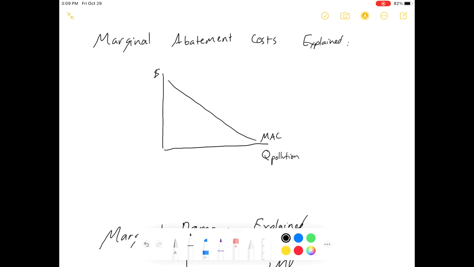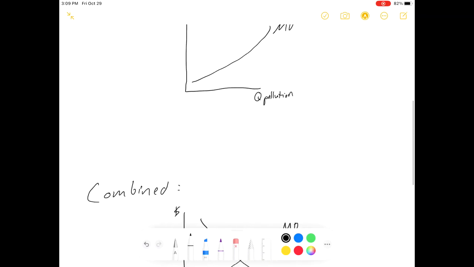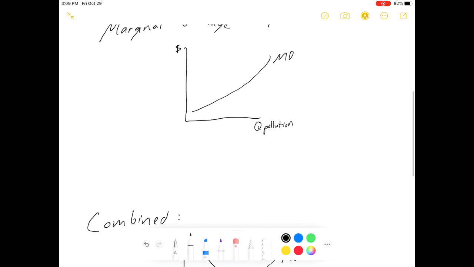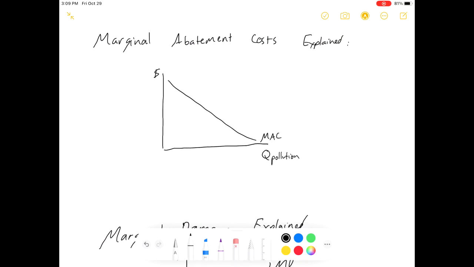Hey guys, in this little video I'm going to be discussing marginal abatement costs, marginal damages, and bringing them together into this one big pollution picture. This is for an environmental class. I'm not going to do a lot of math here. I'm just going to try to give you some intuition behind this graph, okay?